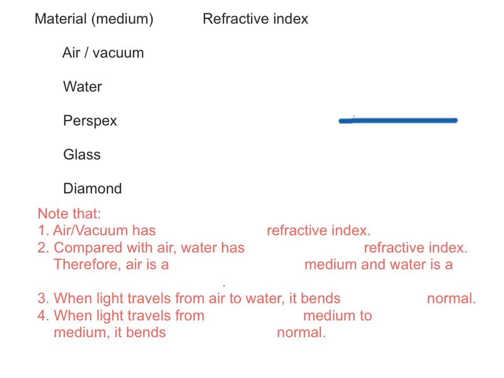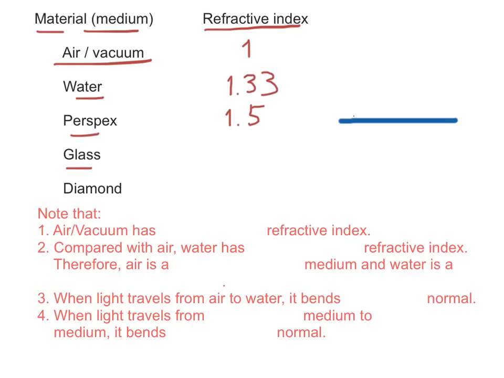Notice that different materials or mediums have different refractive index. For air or vacuum, refractive index is 1. For water, refractive index is about 1.33. For Perspex, refractive index is about 1.5. For glass, refractive index is from 1.5 to 1.7. For diamond, the refractive index is about 2.4.